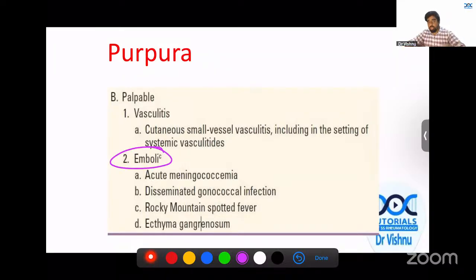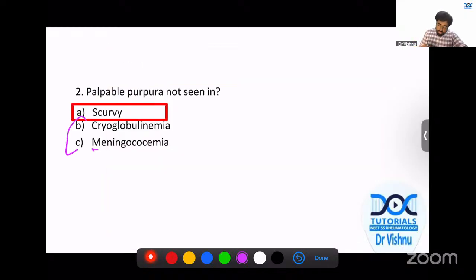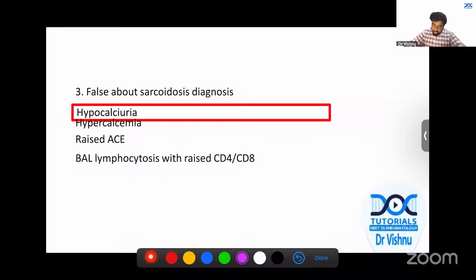For example, meningococcemia, disseminated gonococcal infections, Rocky Mountain spotted fever (RMSF), and ecthyma gangrenosum caused by Pseudomonas. All of these can also cause palpable purpura. So meningococcemia can also cause it. Gonococcemia, if it was given, that also can be there. I'm not sure of the fourth question, but scurvy definitely doesn't cause palpable purpura. It may cause non-palpable purpura.